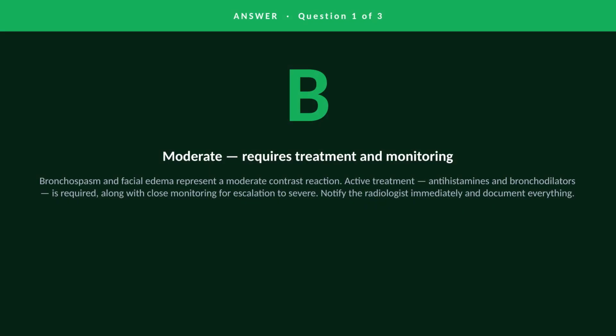The answer is B. Moderate reaction requiring treatment and monitoring. Diffuse urticaria, bronchospasm, and facial edema, 8 minutes after injection, is a moderate contrast reaction. Notify the radiologist immediately and monitor for escalation.